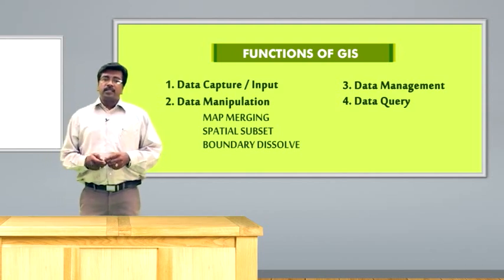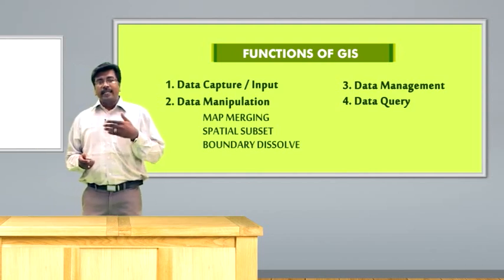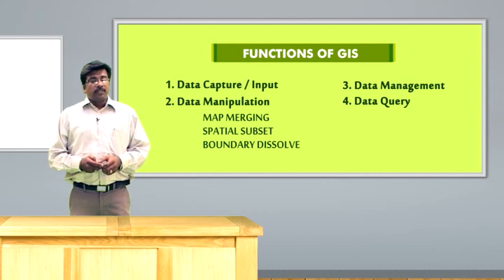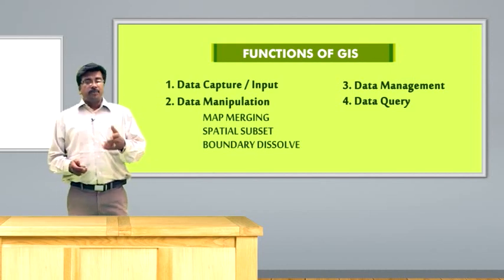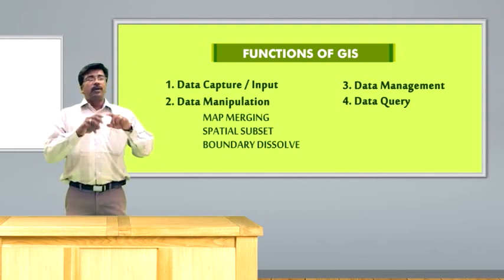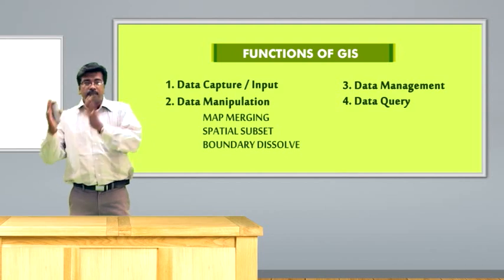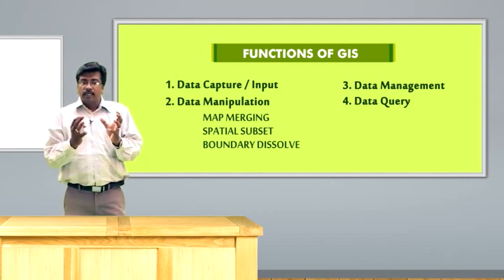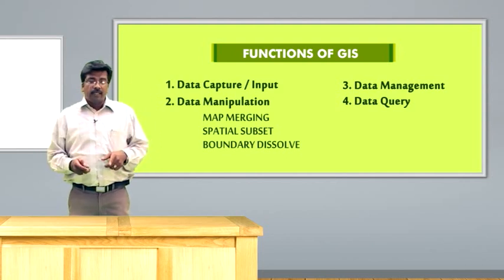And the second part is data manipulation. Whatever data is taken or inputted into the GIS system can be manipulated. There are different types of manipulation techniques. One is map merging. Say we have a larger area map in split up forms, then all these split up maps can be joined together to form the whole area.